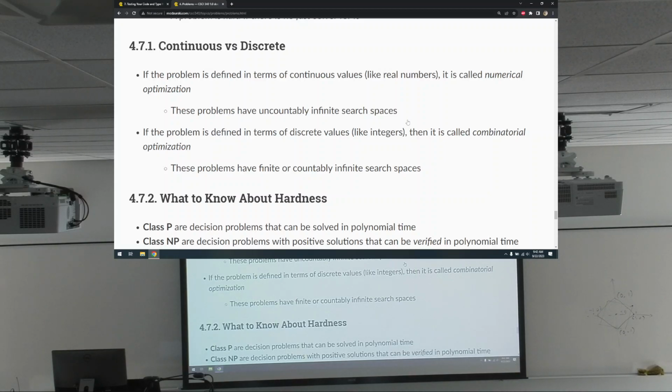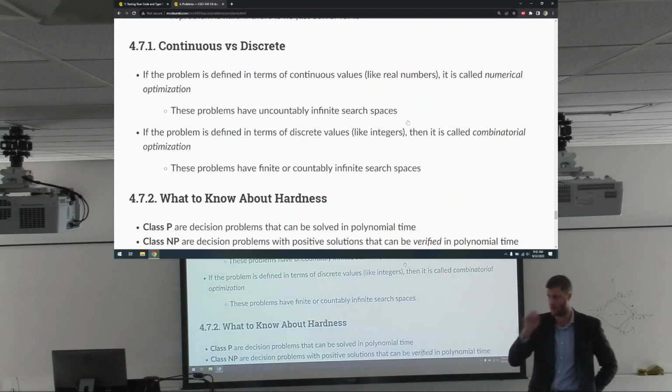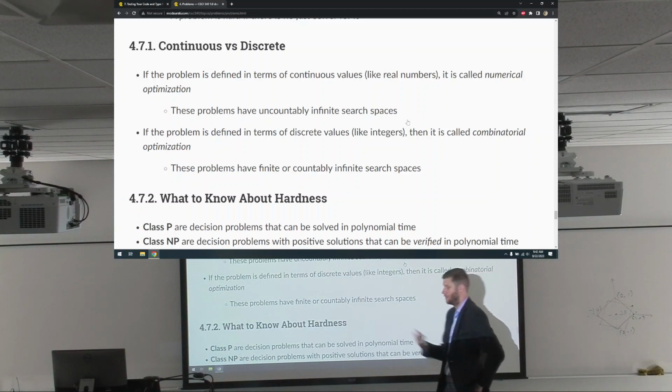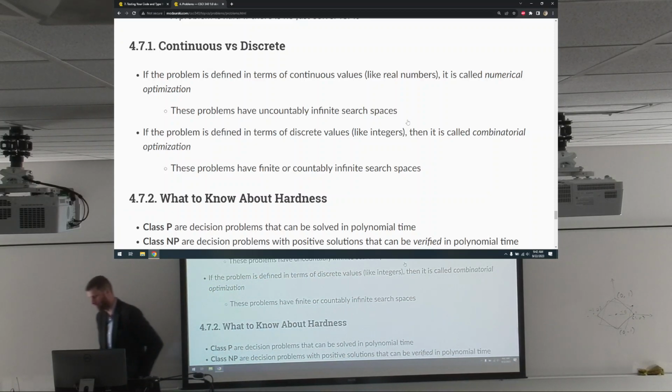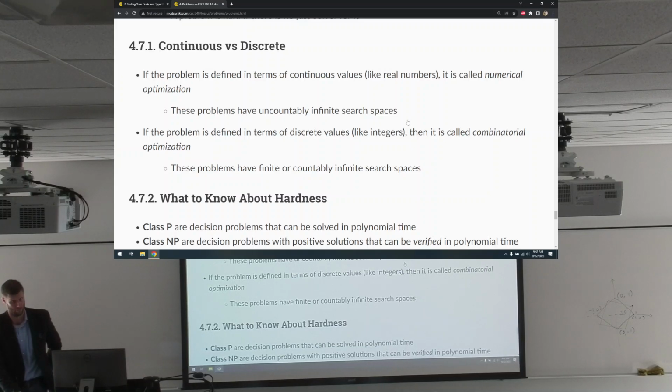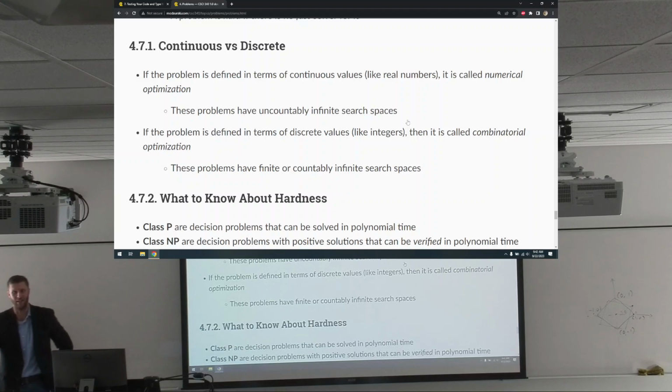Continuous versus discrete. Some problems are continuous. They might have real values. And this is called numerical optimization. These problems have an uncountably infinite search space. And just to make sure everyone is aware of what that means, I'm going to quiz you right now. This is a big, tough question. What comes after 1? 2. Nailed it. What comes after 2? Come on, wake up. What comes after 100? What comes after 1 billion? Yeah, you're nailing it. So far, so good.